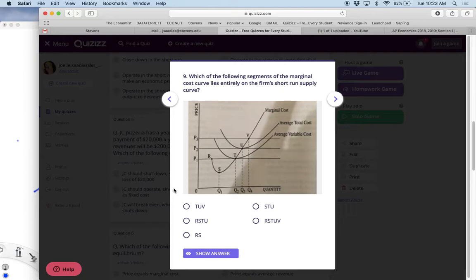Okay. Which of the following segments of the marginal cost curve lies entirely on the firm's short-run supply curve? So we know the firm's short-run supply curve is the marginal cost curve for all points above where price is above average variable cost. So T, U, and V are on the supply curve. S is not, because it's below average variable cost. So T, U, V.